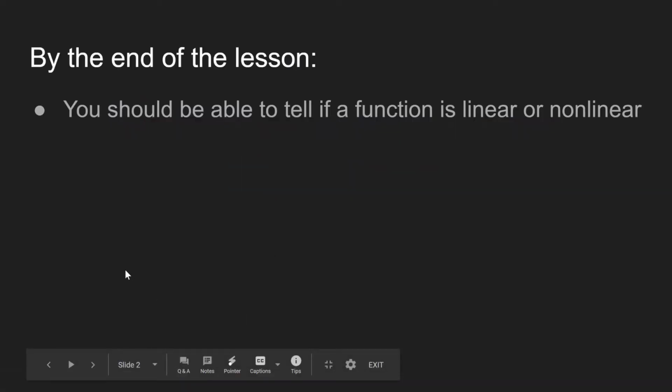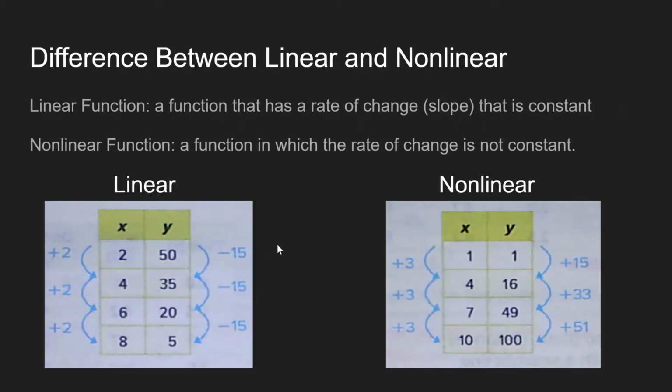So, first off, what I want you to know is by the end of this lesson, you should be able to tell if a function is linear or nonlinear. Lately, in our previous lessons, we've been covering linear functions. Linear functions are functions that if we graph them, they make a straight line on the graph. Now, in this lesson, we're going to start seeing some functions that are not linear, because functions don't have to be linear. Functions can make all different shapes of lines.